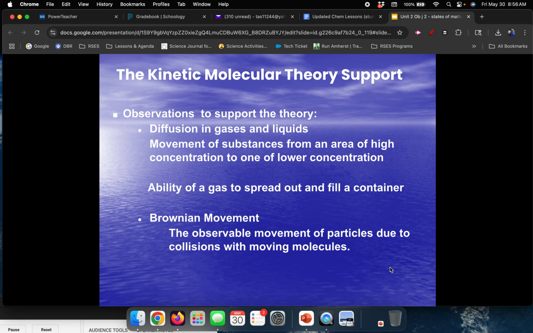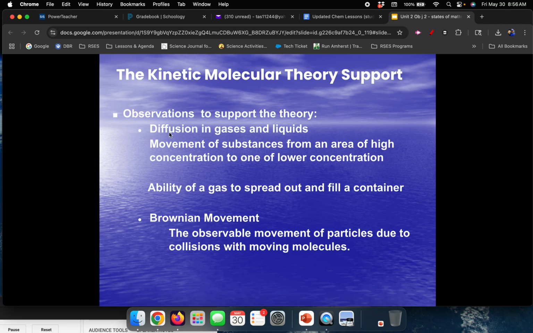What observations or experiments have been done to support the kinetic molecular theory? Well, diffusion in gases and liquids is a phenomenon where substances go from an area of high concentration to an area of low one. A little bit crude here, but an example would be a fart. If a person farts, it stinks really bad right by them at first, but because of diffusion, that gas spreads out, the smell spreads out to areas where it wasn't, and eventually everyone smells it, but not as strong as that initial blast.